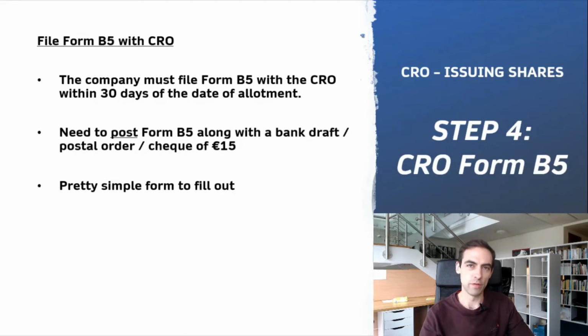Step 4, you have to file the Form B5 with the CRO, and this is basically telling the CRO that you've issued new shares in the company. So the company has to file the B5 with the CRO within 30 days of the date of allotment. You have to post this form along with a bank draft, postal order, or check for €15. And it's a pretty simple form to fill out. You're basically saying to the CRO who you are, who the company is, who the new investor is, how much investment was put in and how many shares and what type of share was given to the investors.